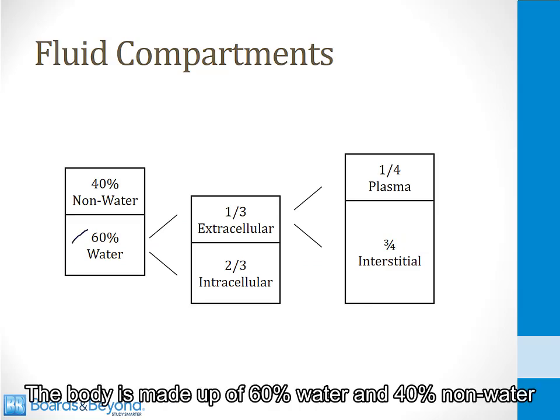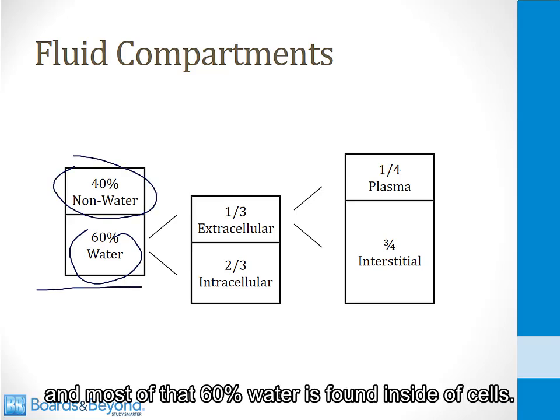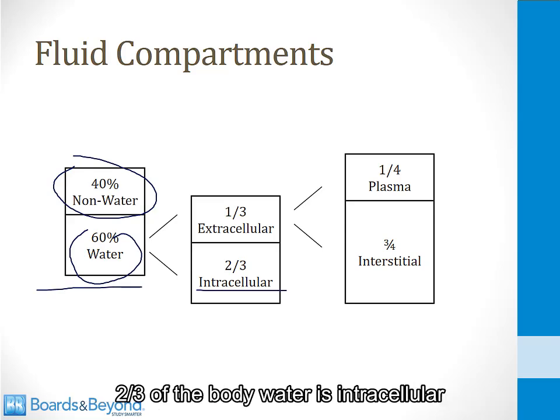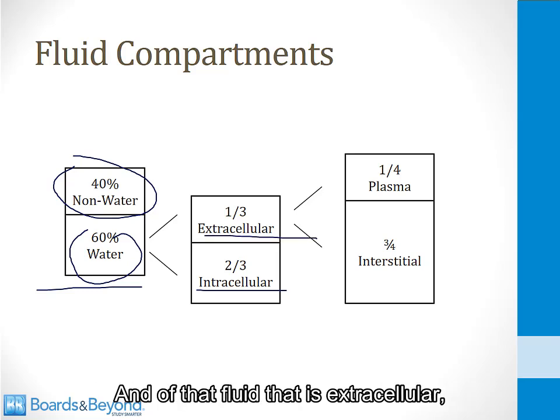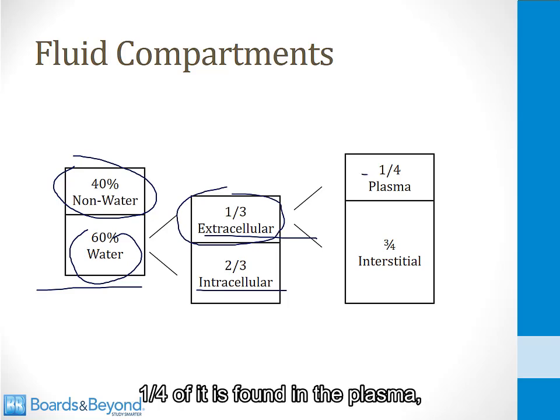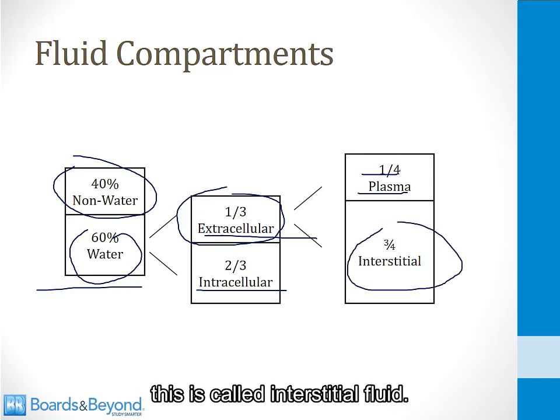The body is made up of 60% water and 40% non-water, and most of that 60% water is found inside of cells. 2/3 of the body water is intracellular, and only 1/3 is outside of cells, or extracellular. And of that fluid that is extracellular, 1/4 of it is found in the plasma, so in our vascular system, and 3/4 of it is found in the tissue beds. This is called interstitial fluid.